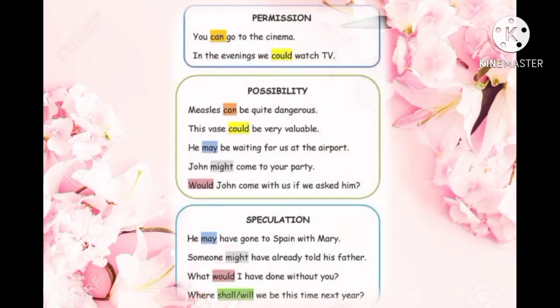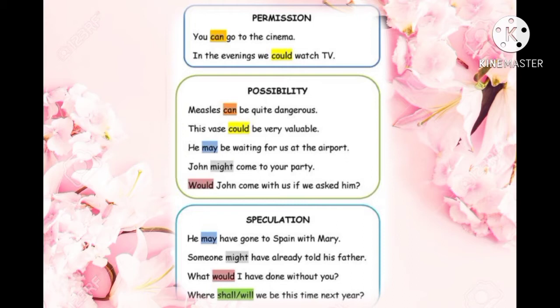Now look at this image. When you are seeking permission, here it is given as when you are granting permission. When you are granting permission, what are the modal verbs you can use? You can go to the cinema. Can is used as a modal verb for giving permission.